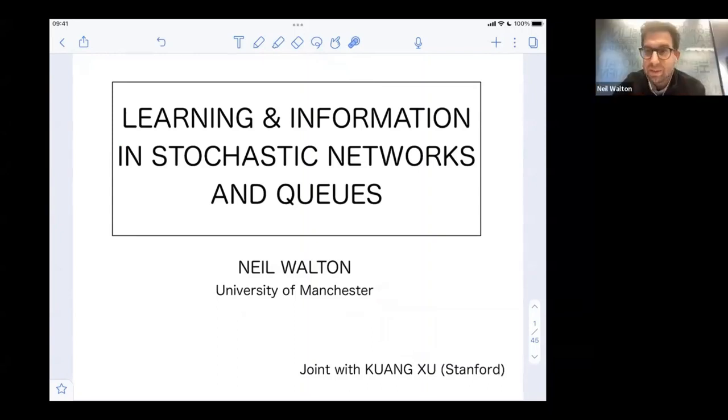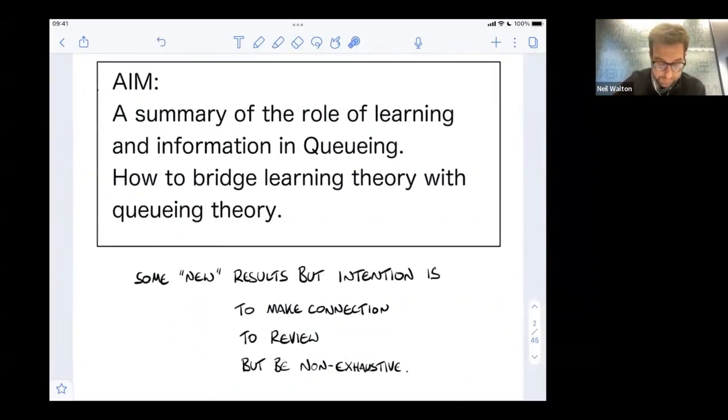Hi, I'm Neil Walton. I'm in the maths department in the university. So this is part of a tutorial paper on learning and information in stochastic networks and queues. This is with a cohort of mine, Kwang Zhu at Stanford. So the aim of this is just to give a summary of the role of learning and information in queuing systems. It's a little bit aimed at a kind of queuing theory audience, so I'll try to step back a little bit as much as possible at different points in time.